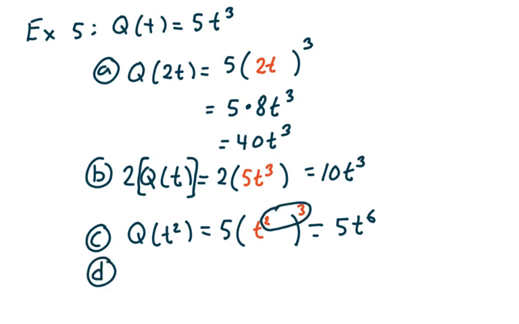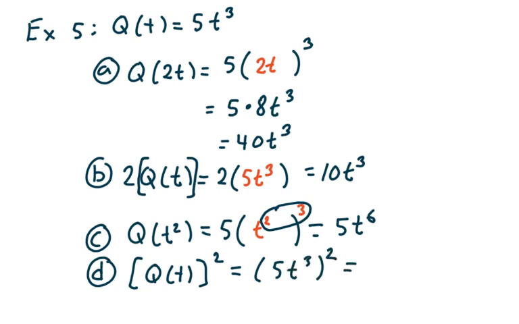And then on D, suppose I want q of t, squared. But that's 5t cubed to the second. 5 squared is 25. And so I get 25. t cubed squared is t to the 6, because 3 times 2 is 6.